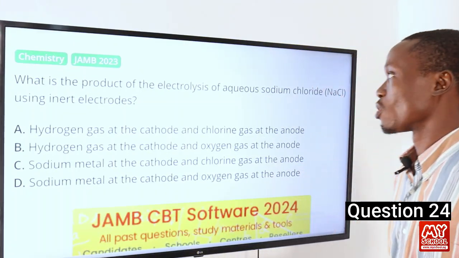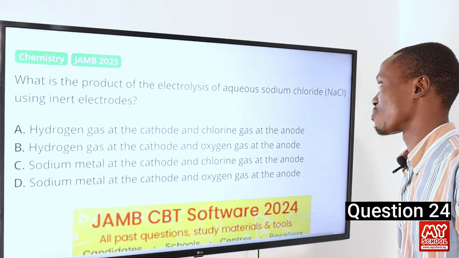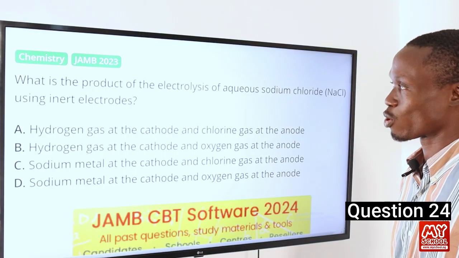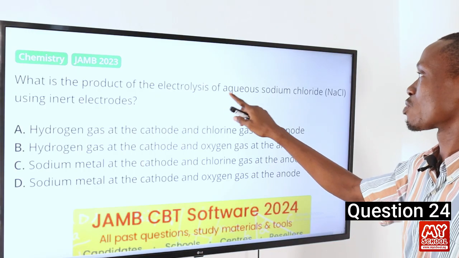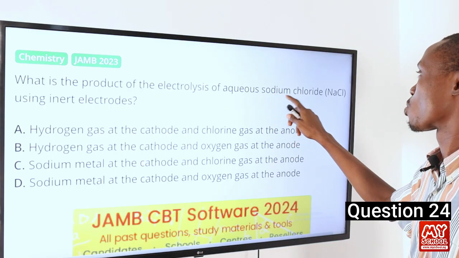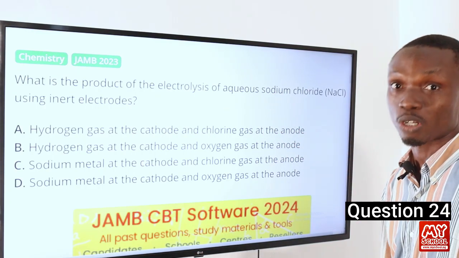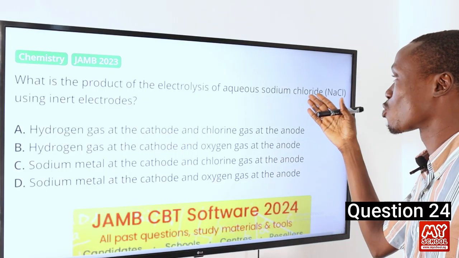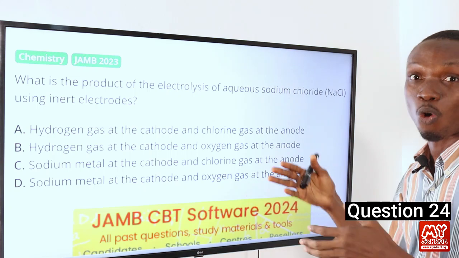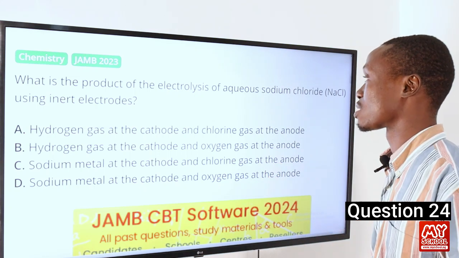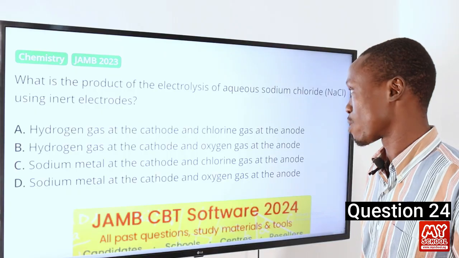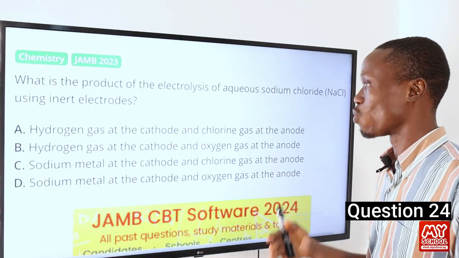Question 24. What is the product of the electrolysis of aqueous sodium chloride using inert electrodes? The word aqueous here simply means that this sodium chloride is dissolved in water. Here we have to be careful because the question did not say concentrated, whereas the question said aqueous. So we can see this aqueous as being dilute sodium chloride in water.